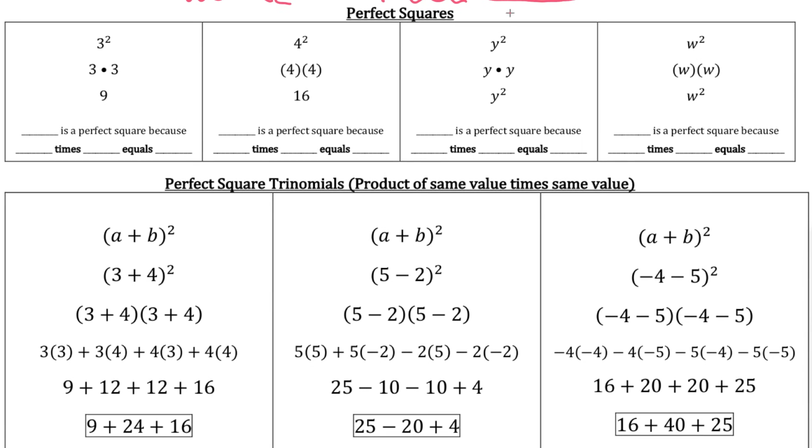Alright, so we got these perfect squares. Like 3 to the second power, 3 squared is 3 times 3, which is 9. So this 9 is a perfect square because 3 times 3 is 9. 4 squared is 4 times 4, which is 16. That means that 16 is a perfect square because 4 times 4 is 16.